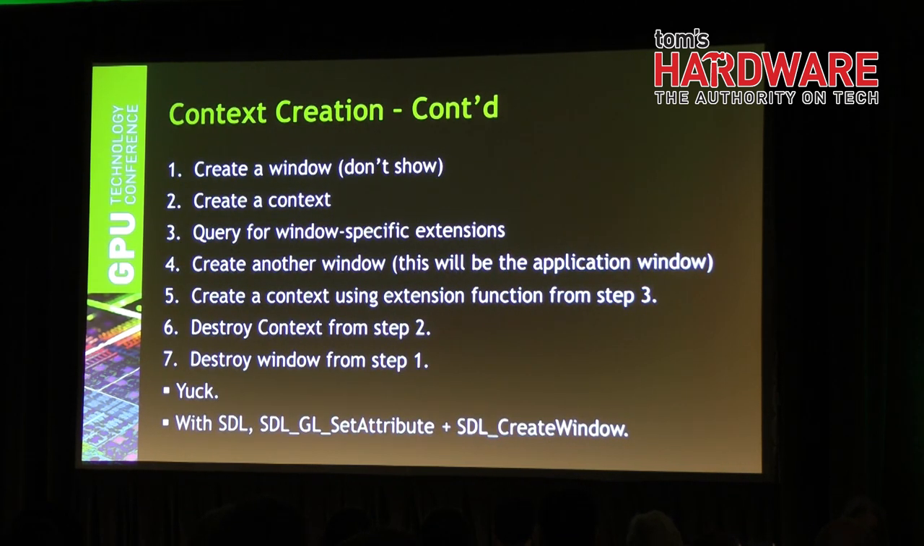You create a window, but you don't show it, and then you create a context, and then you query for window-specific extensions, and then you create another window, and that's the one you're actually going to render with, and then you create a context using the extension function from step three, and then, oh god, it sucks. And then you can finally destroy the stuff. It turns out SDL has workarounds for this. You can just use SDL GL set attribute and create window, and it does all of the ugliness. And I will also point out, this is only one step worse than D3D, in that D3D does not need step one.